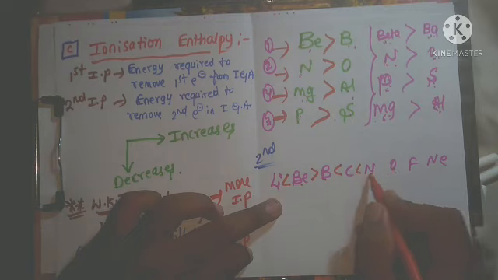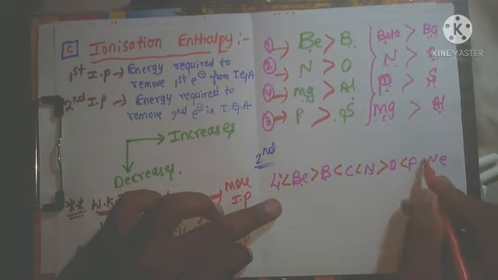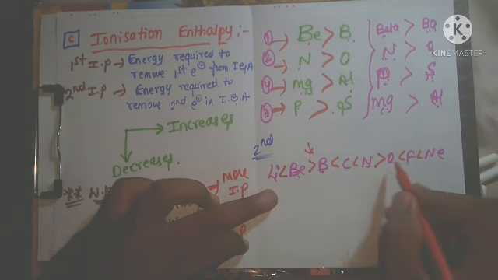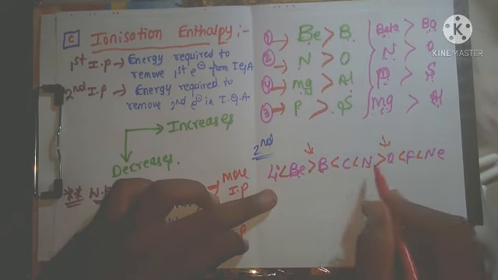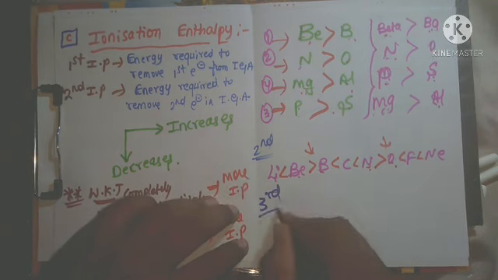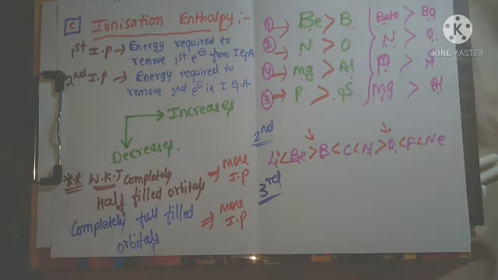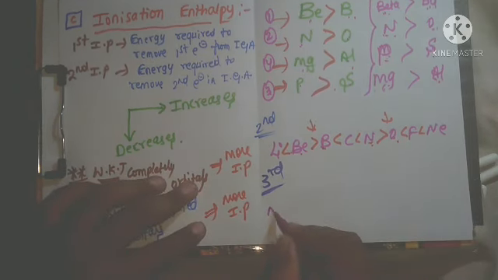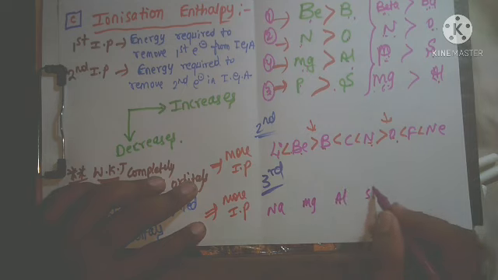Again, from nitrogen to oxygen it is reverse. This is the correct order of ionization potential. For the third period I will write the order again. The third period elements are sodium, magnesium, aluminium, silicon, phosphorus, sulfur, chlorine, and the last one is argon.